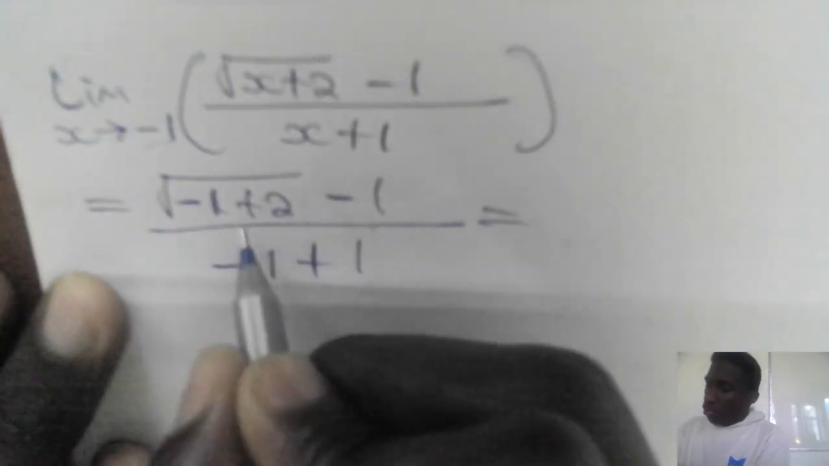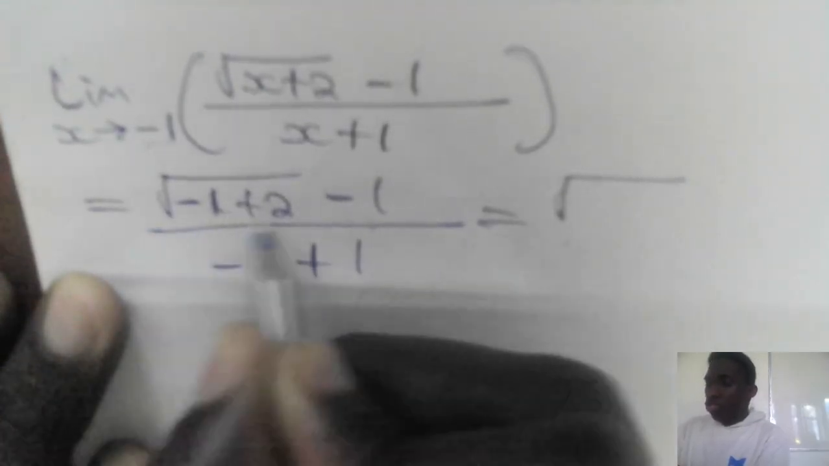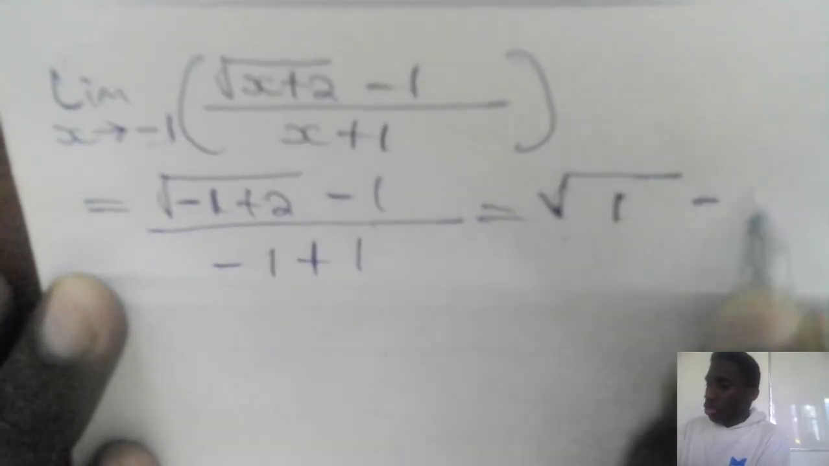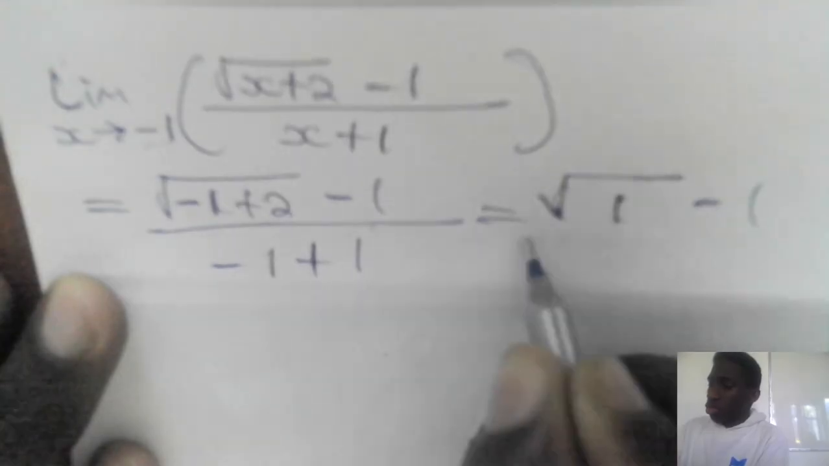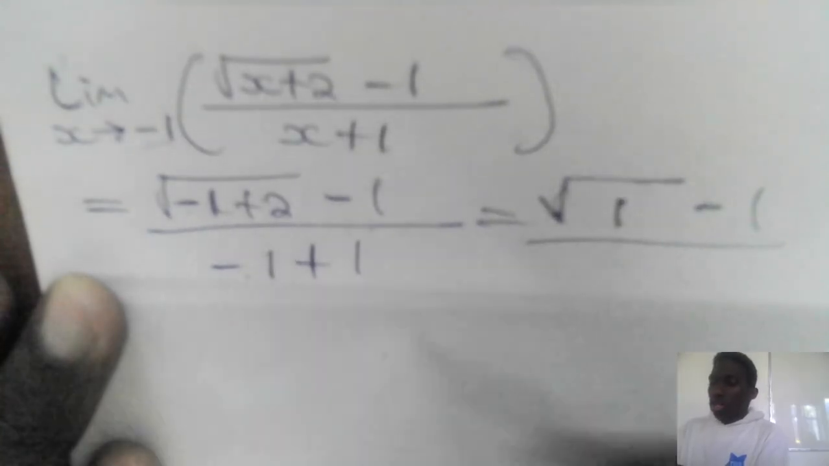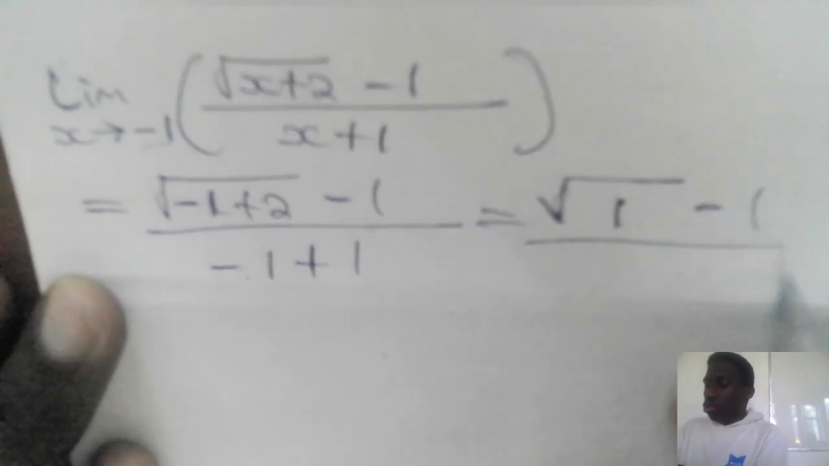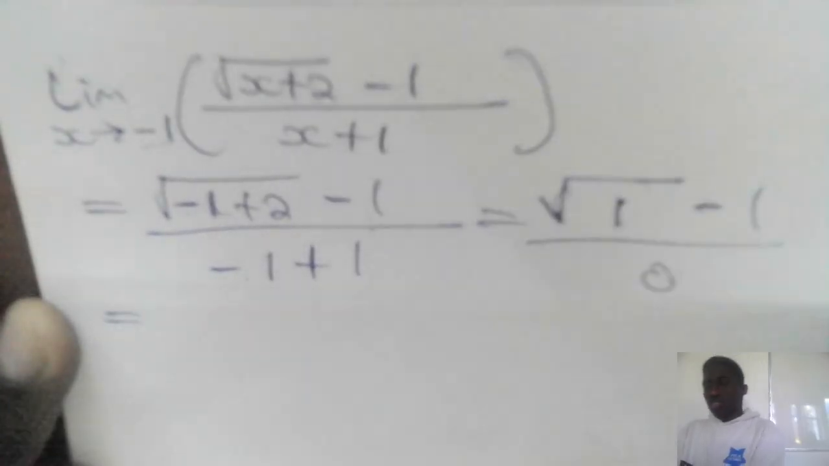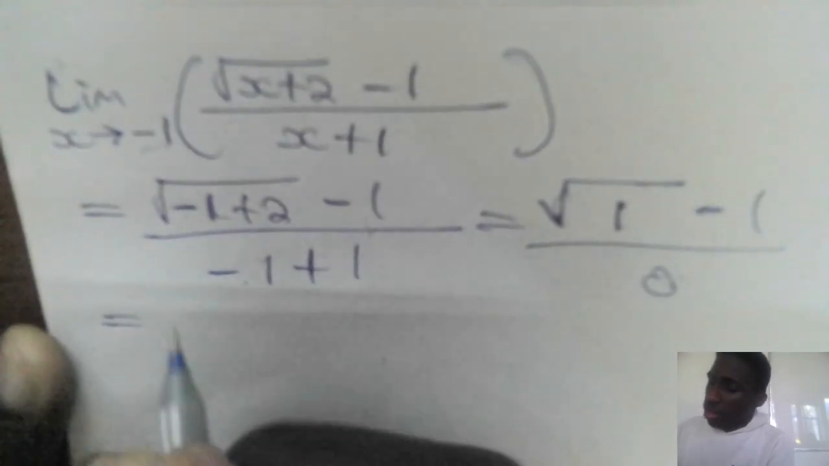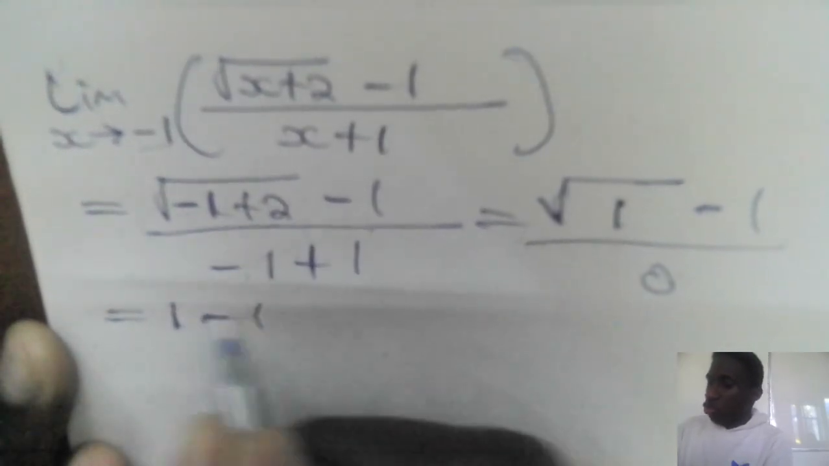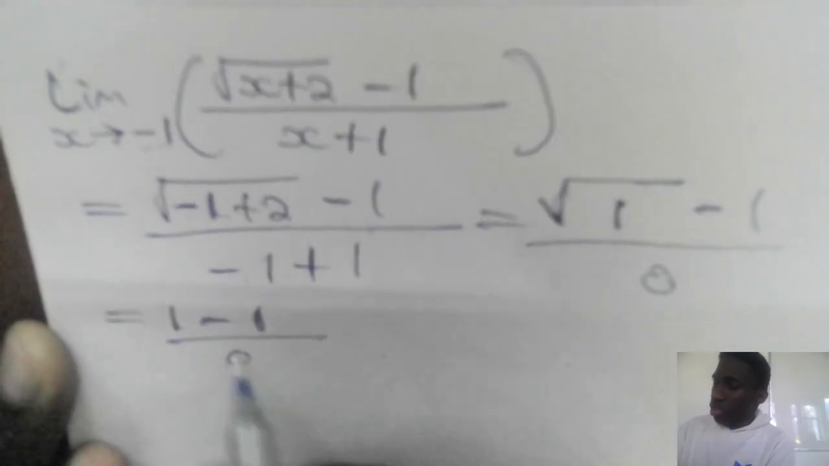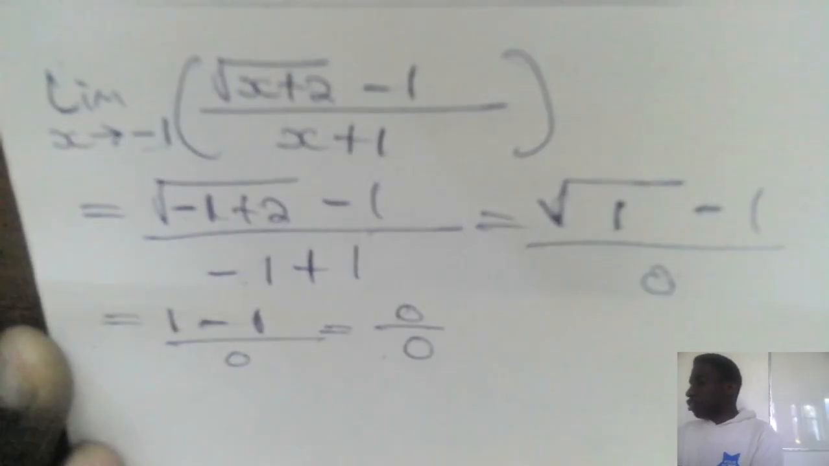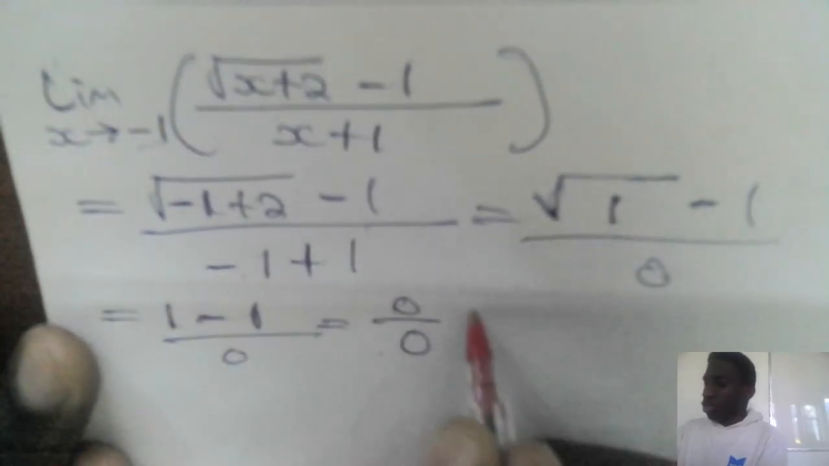Now what do we have? We have square root of minus 1 plus 2, that gives us 1, minus 1. So square root of 1 minus 1 divided by minus 1 plus 1, that's 0. Square root of 1 minus 1, that's still 1 minus 1, because the square root of 1 is 1. So 1 minus 1 divided by 0, this is 0 over 0. So then we are faced with this situation again, 0 over 0.